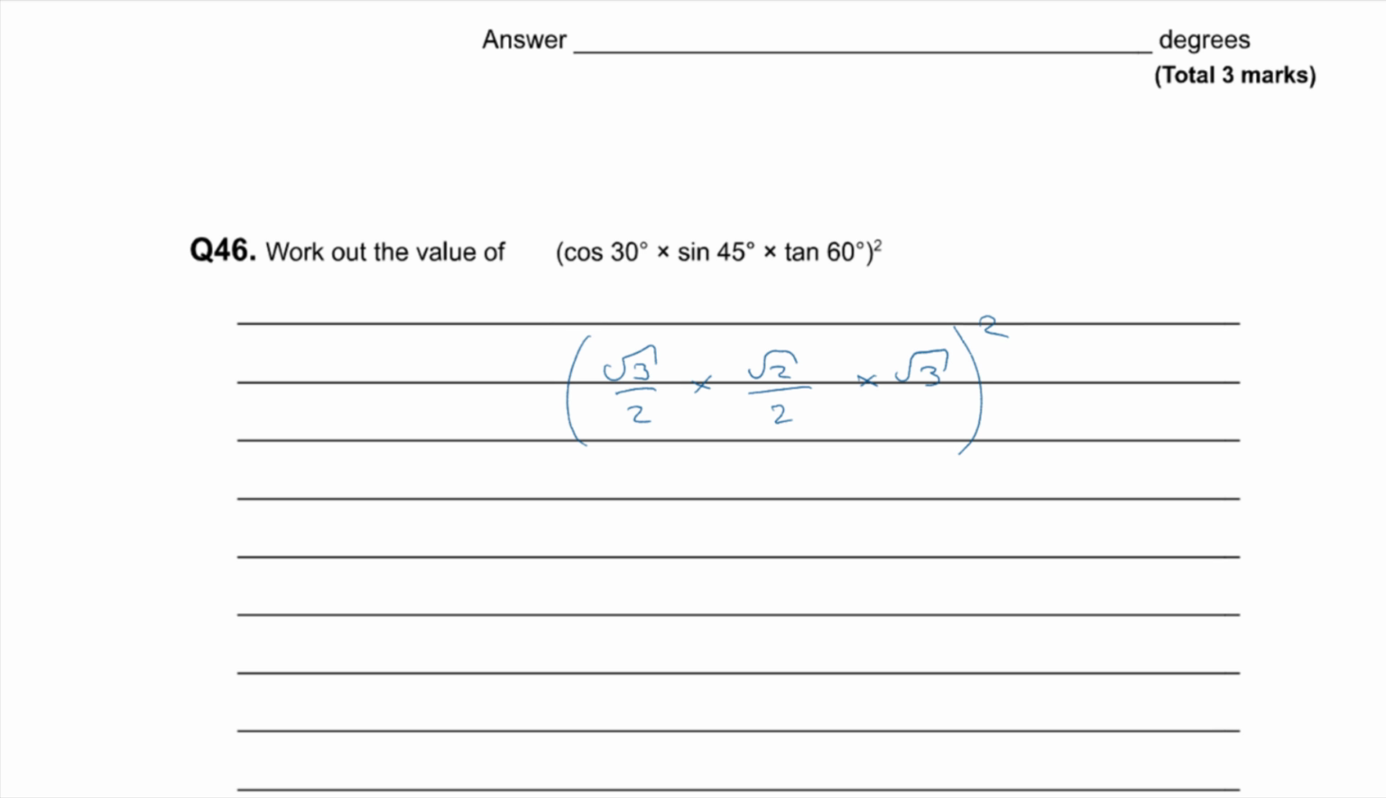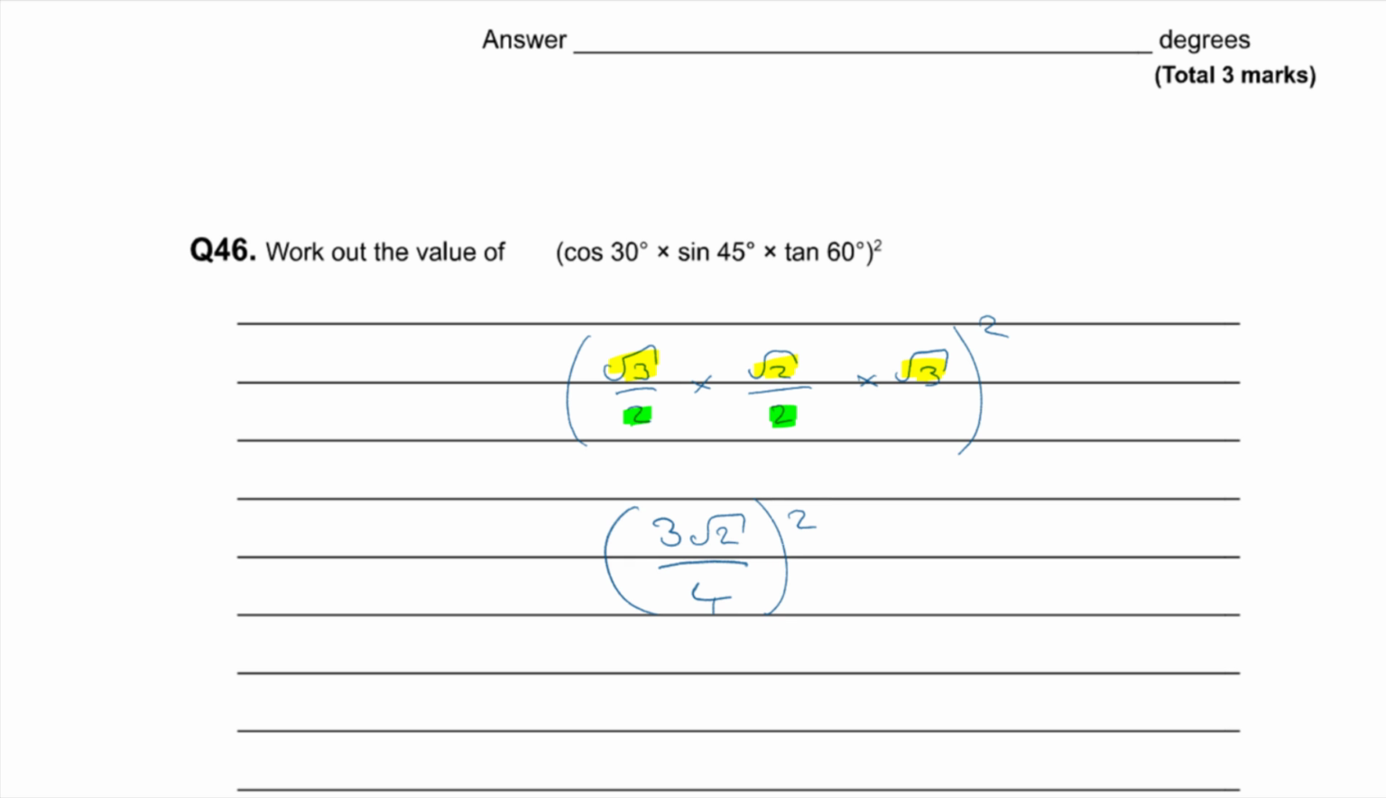Okay. So again, I've got some things on the numerator. I've got root 3, I've got root 2, and I've got root 3. And I've got some things on the denominator, 2 and 2. So combining the numerators, root 3 times root 3 is 3, times root 2, that's 3 root 2. So my numerator becomes 3 root 2. My denominator is 2 times 2, which is 4. And I need to square all that.